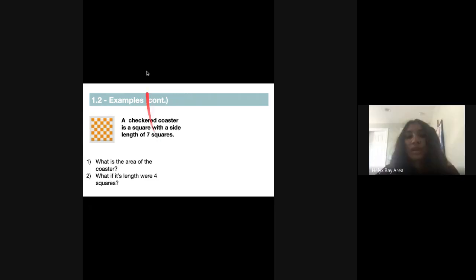Next is our real-life application problem. We have a checkered coaster right here, and it's a square with a side length of 7 squares. If it's a square, we know that one side is 7, and since it's squared, the other side is also 7. So what we're trying to find is the area of the coaster.